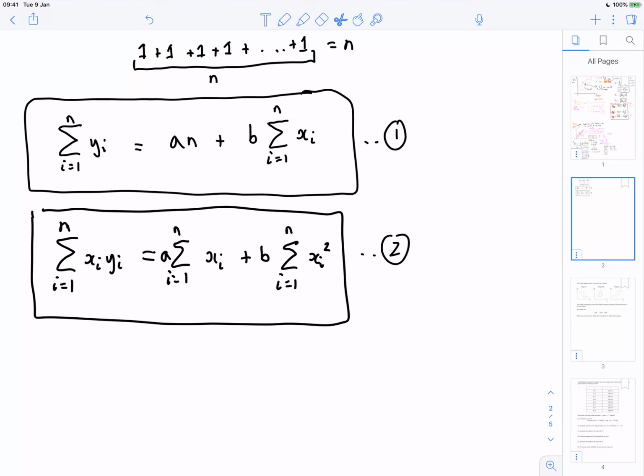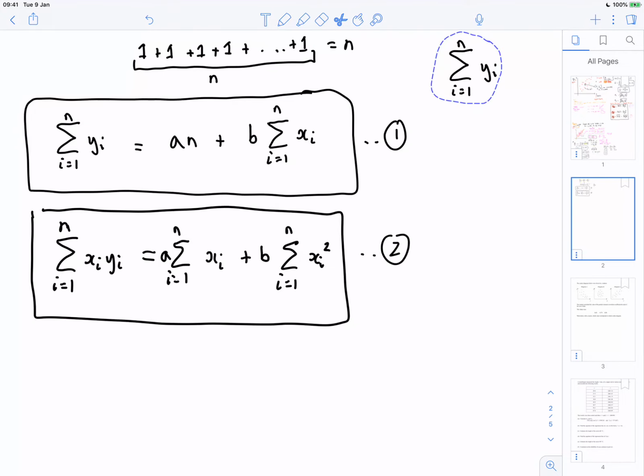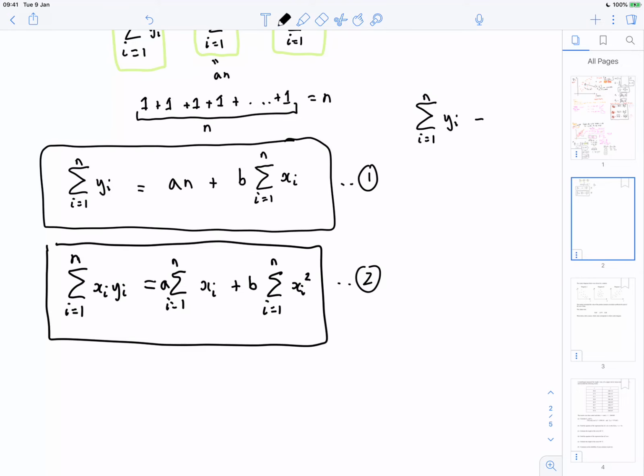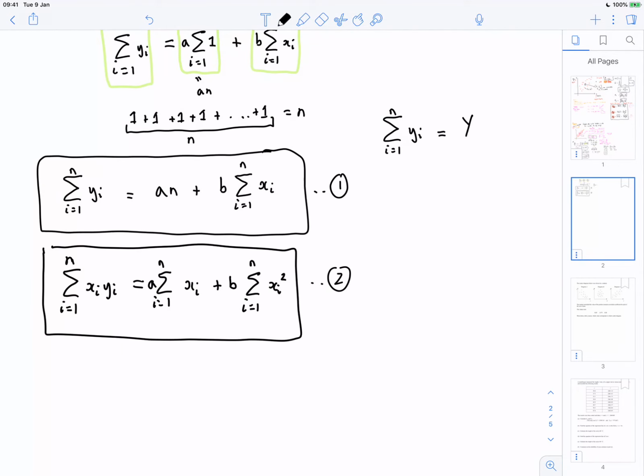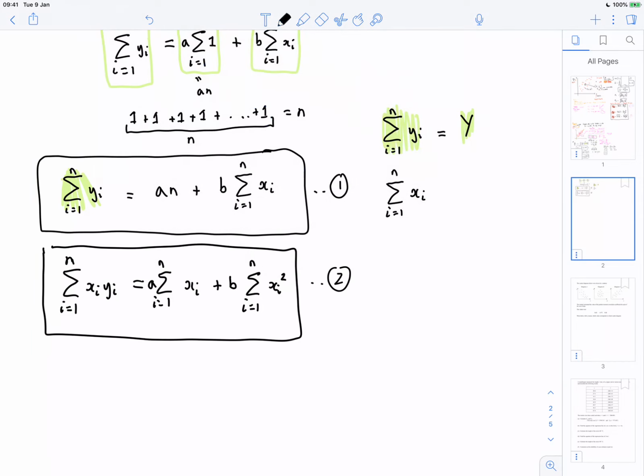Okay, let's say, well, let's color code this. Let's say that this thing, the sum of all the y's, let's call that capital Y. And let's shade it green so we know what we're talking about. Let's say that the sum of all the x's, now I'm just making these letters up, by the way, don't get your knickers in a twist. You're like, oh, he's defining things, what's going on? Then the sum of xi, let's call this capital X for no reason. Then this is X, and we've got one here, and we've got one here, look.